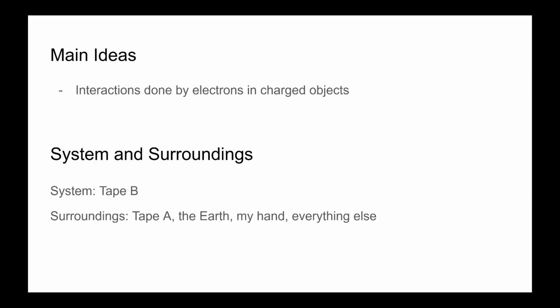So the main ideas were about interactions done by electrons and charged objects. The system was tape B, and the surroundings were tape A, the earth, my hand, and pretty much everything else.